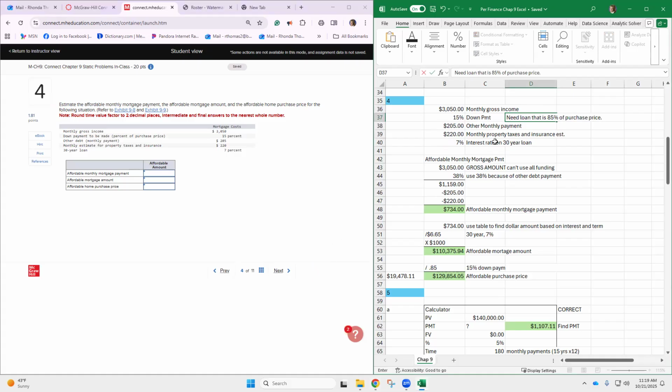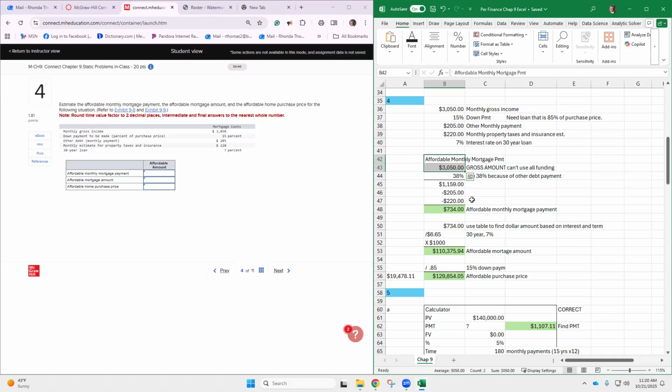Okay, that's why they're telling you how much they're putting down, because they don't tell us. We're the ones that are going to have to figure out a mortgage payment. Okay, then it has us. So I just put everything down here. $205 is how much we have for other debt as a monthly payment. We have an estimate of property tax and insurance of $220. We found an auto or a home loan for 7%, and it's a 30-year mortgage.